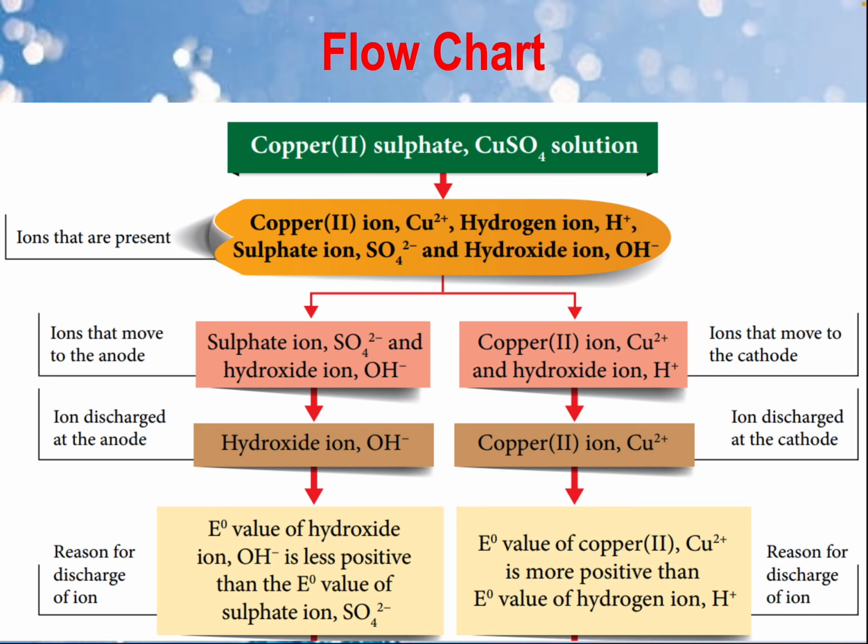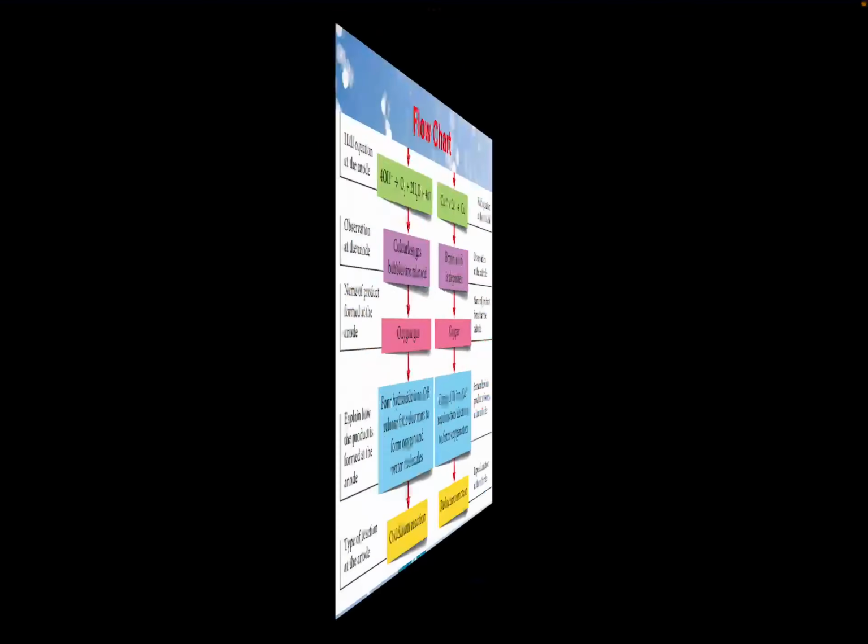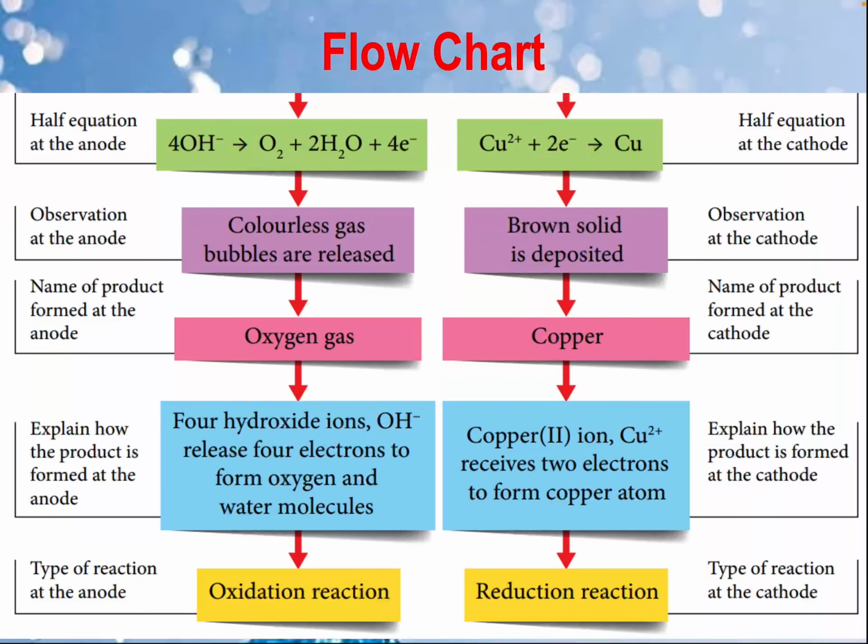At the anode, E naught value dia mesti lebih menghampiri negatif. Tapi kalau dekat cathode, mesti lebih positif. Next adalah, bila kita dah dapat ions that are selectively discharged, kita boleh buat half equation. Half equation ni kita ambil je daripada E naught value series tu yang dalam muka surat 24. Kalau di anode, kalau nak oxidation, ambil dari kanan ke kiri. Tapi kalau untuk reduction, terima elektron, ambil dari kiri ke kanan. Just ambil je dia punya nilai tu.